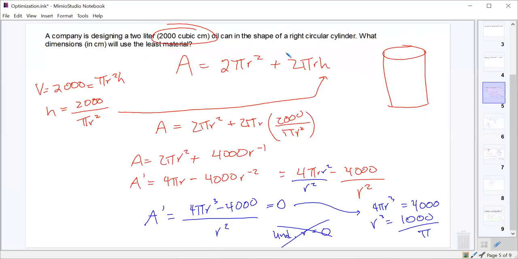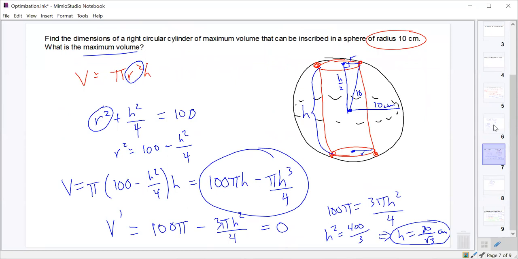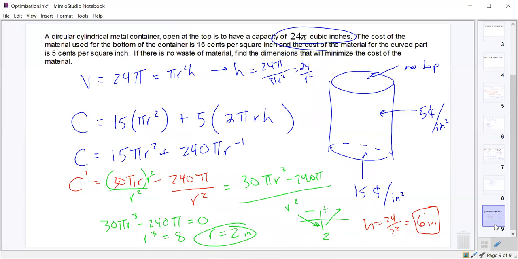A lot of them end up where you have two different variables, r and h, and you've got to convert it all into one variable by relating maybe the volume or the surface area that is given to you in the problem. So this idea where you've got to relate the radius and the height, especially for cylinders, pops up quite often. So just keep that in mind as you're going through.